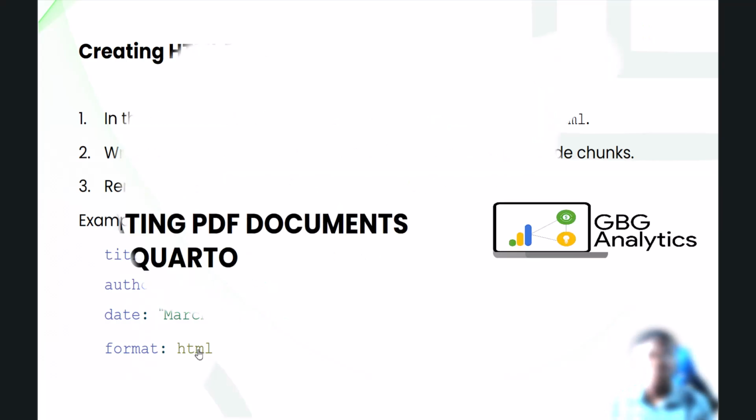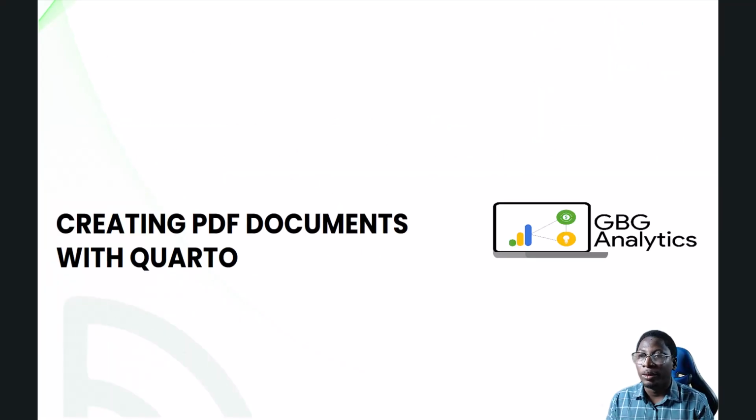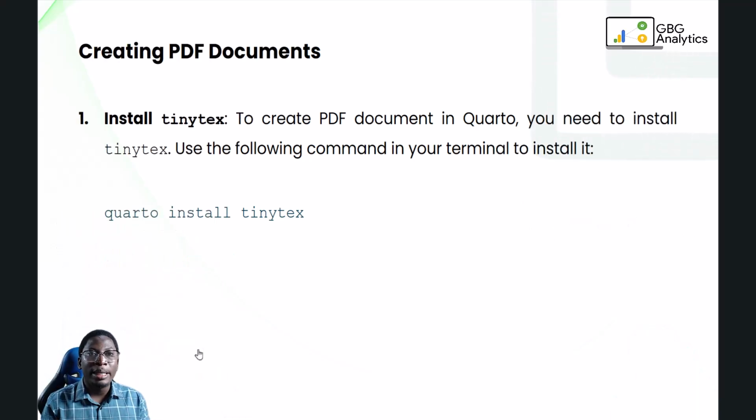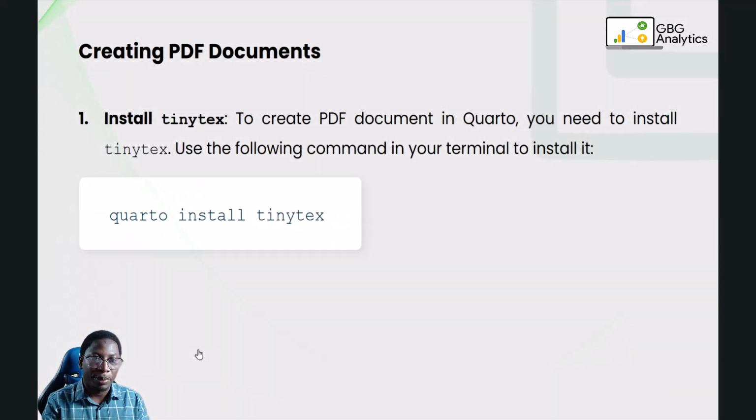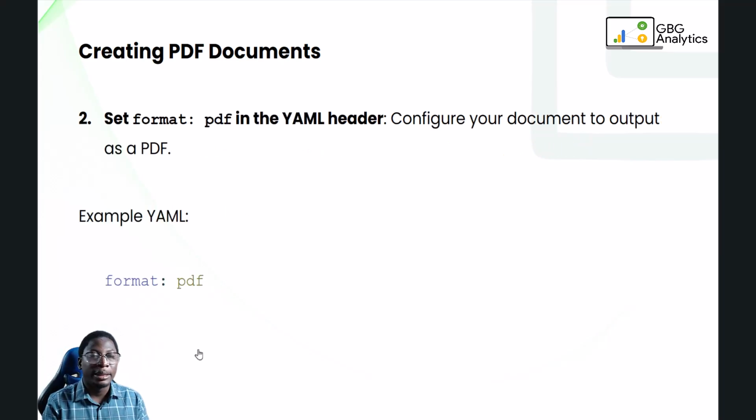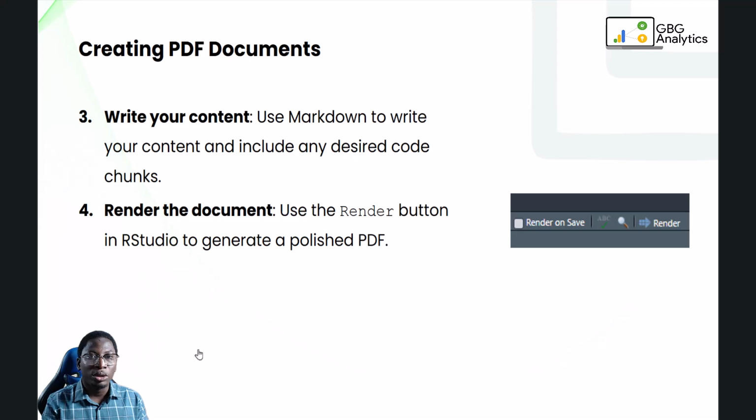Very simple. The same thing can also be done with PDF. But to render your document as PDF, you need to install TinyTeX. What you will do is go to your RStudio terminal and type the command quarto install tinytex. This will install TinyTeX, which will enable you to render your document as PDF. And then you can set your format as PDF, write all the Markdown, and use code chunks. After that, click the render button, and you will get your PDF document.